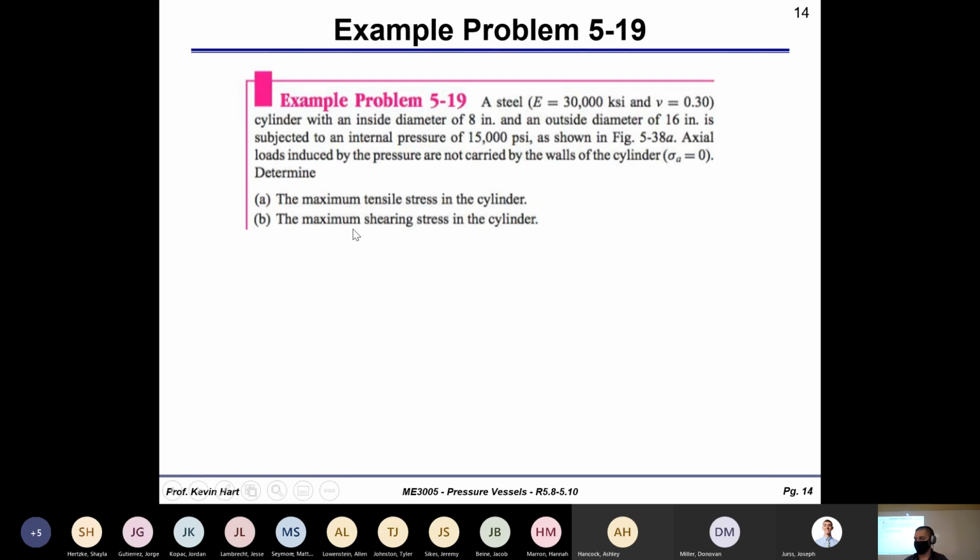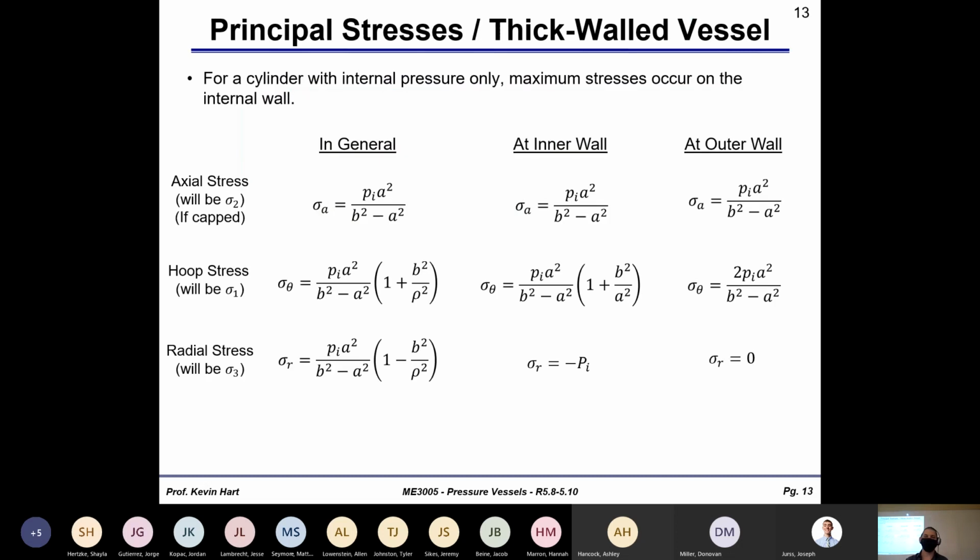There is an example problem at the very end of the notes here. I'll make a YouTube video of this example problem and I'll post it for you guys to look at. So look for that email. I'll probably do that today and I'll send an email about it.